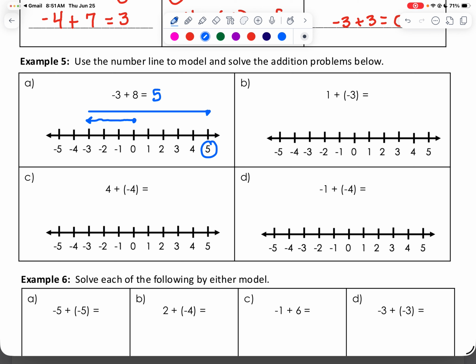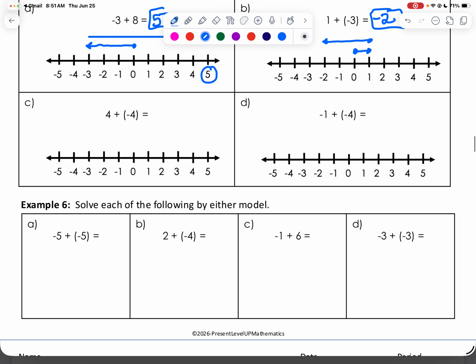All right, problem B. We have positive 1 plus negative 3. So you always start at 0. Because the 1 is positive, I'll go to the right 1. Then the 3 is negative, so I'll go to the left 3. So 1, 2, 3. And that ends up at negative 2. So 1 plus negative 3 gives me negative 2.